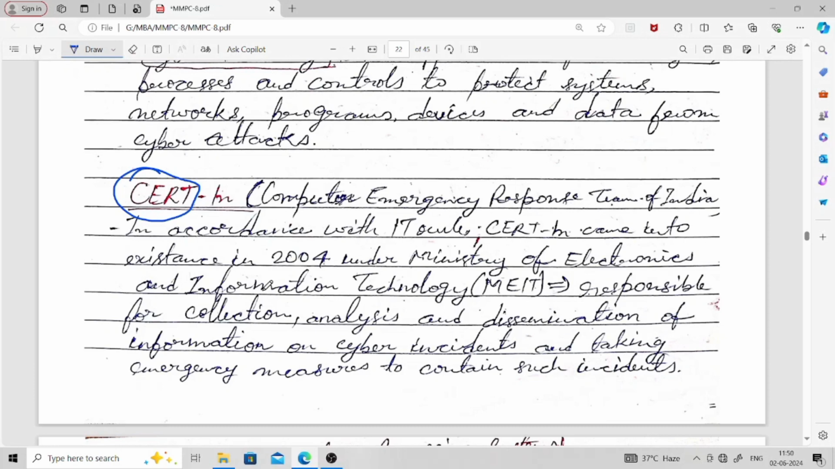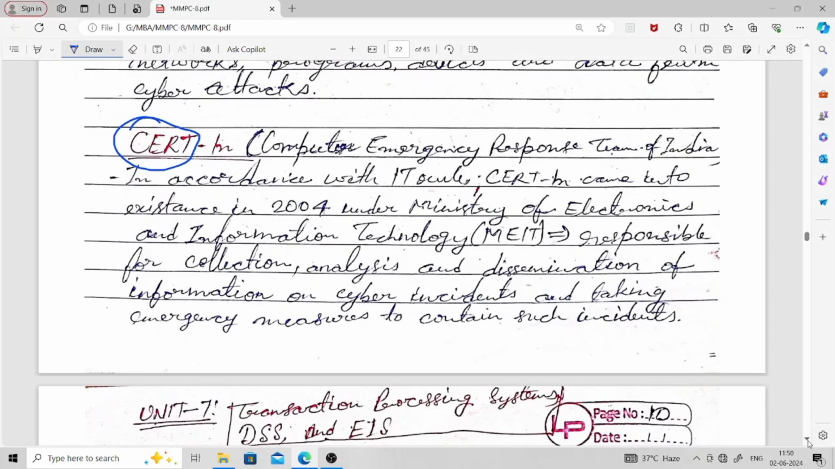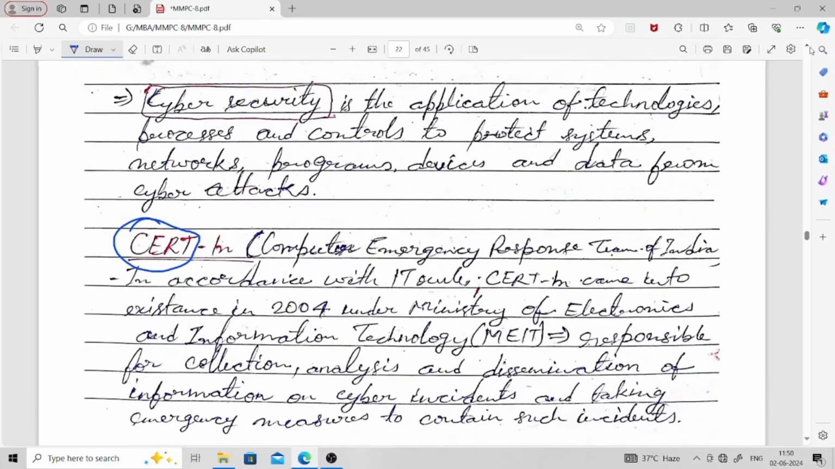So that's all about this sixth unit. The next one we will discuss is unit 7. So that's enough for this session.